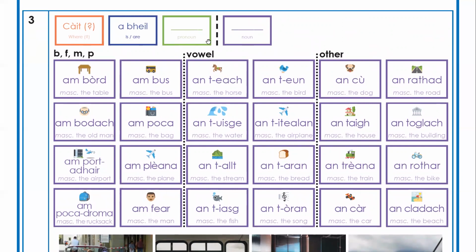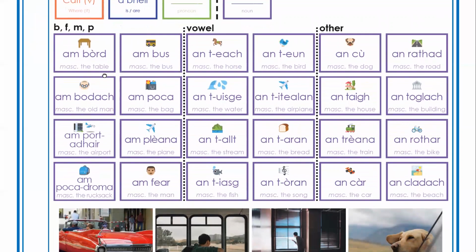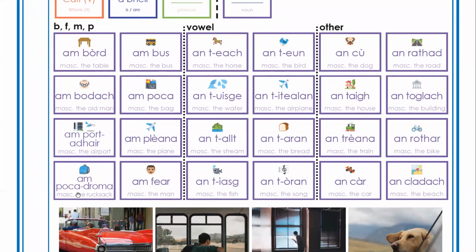Where is something or someone or a noun? So again, we've got a list of nouns here, starting with B, F, M, P, starting with a vowel, or starting with any other letter. So these are all, again, back to purple boxes, back to the nominative case. So we'll need to use the rules we've just seen to use these nouns in sentences and describe where people or things are in the pictures.